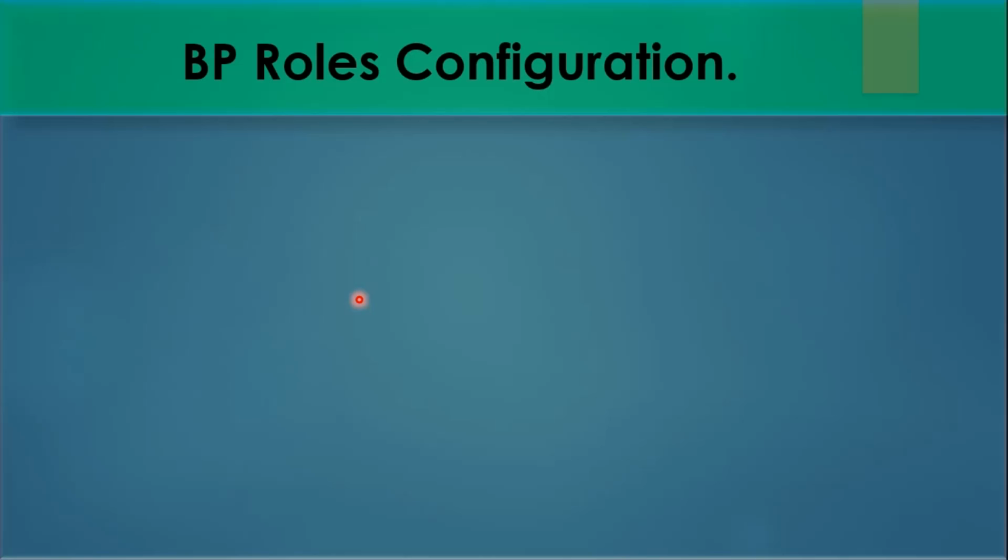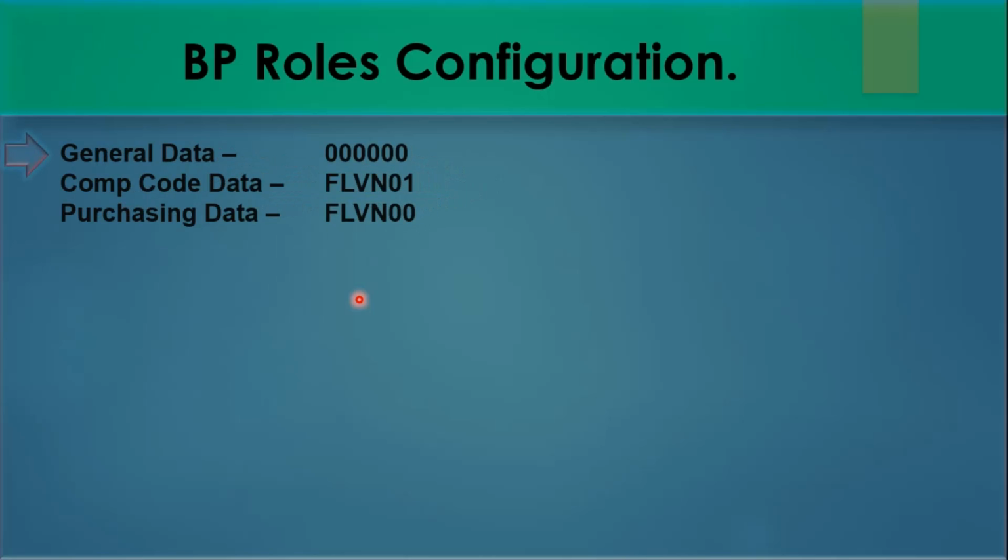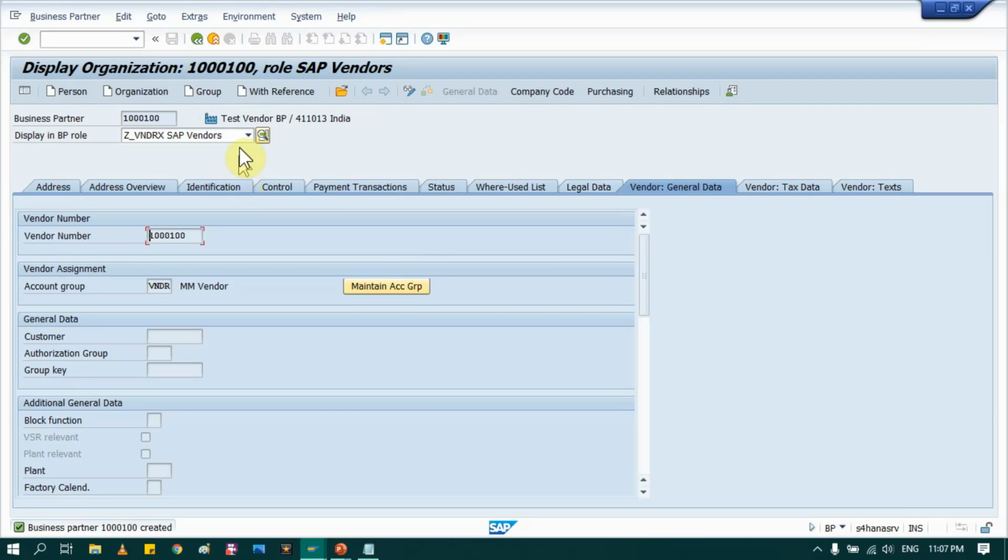So what exactly is it? As I told you, a vendor has these three different views that are important. General data always comes under BUP000, company code data FLVN01, and purchasing data FLVN00. So while creating a vendor, you can select from these roles. General data comes by default, then these two. Now I will show you how to configure these roles.